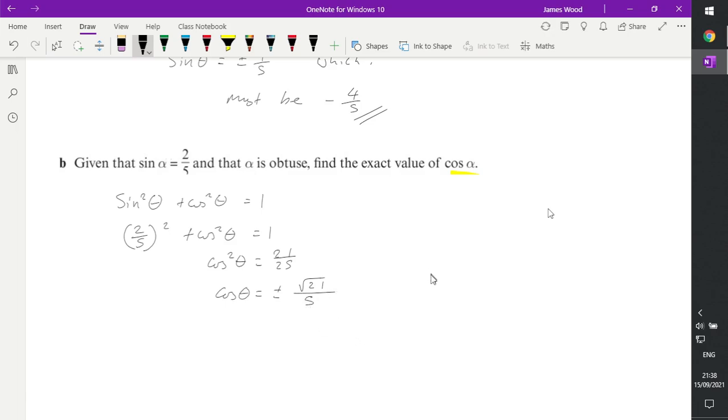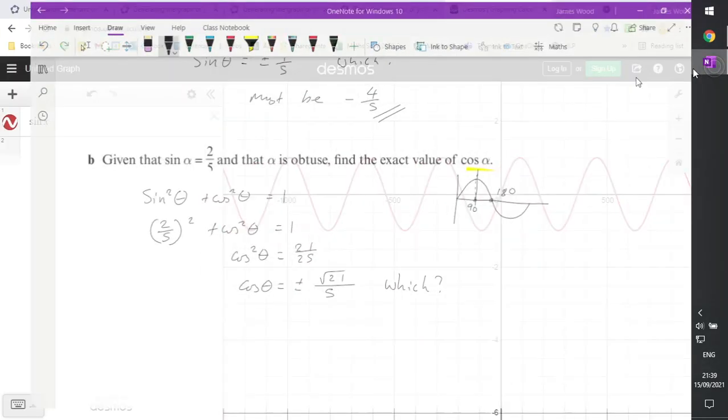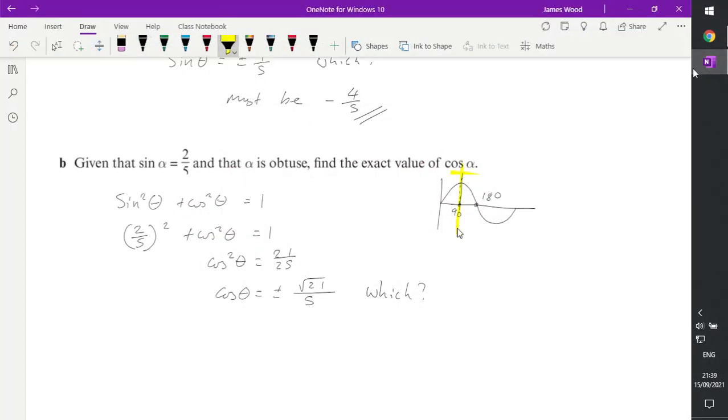Now I need to decide which one it is. So let's think about the graph of sine theta, which we were given first of all. And we were told that the angle was obtuse. And obtuse means that it's bigger than 90 but less than 180. So here's 90 and here's 180. So we are just looking at angles within this zone here between 90 and 180. And you can also see there that the sine graph is positive there, which agrees with sine alpha being 2/5.